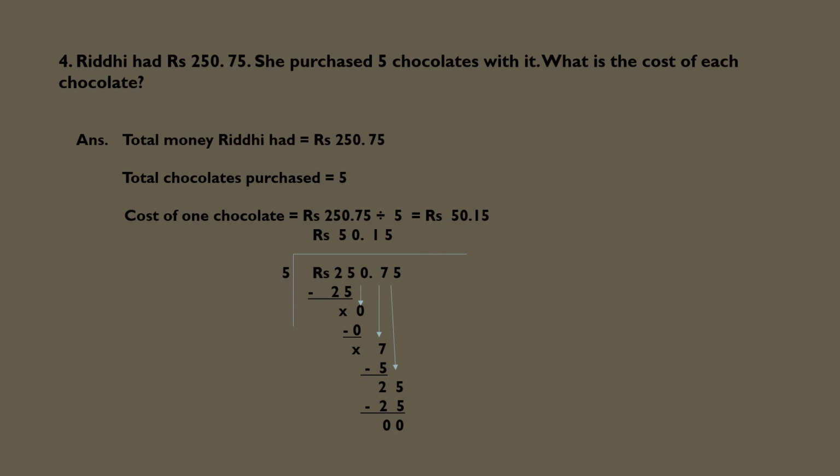After the 7 there is 5. Then bring that 5 also down. It will become 25. Now 25 comes in the table of 5, 5 times. So write the 5 on the quotient part. 5 5s are 25 and subtract it. So no remainder is left. So your answer is 50 rupees 15 paisa. So the cost of one chocolate is 50 rupees 15 paisa.